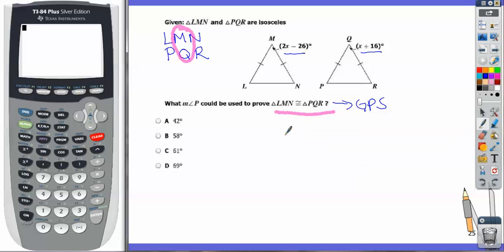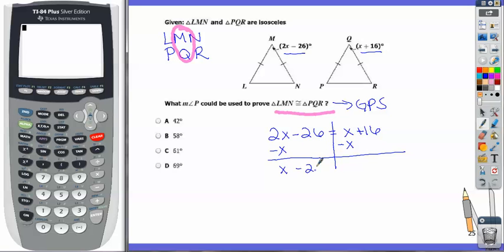So I'm going to set this up and solve the equation. 2x minus 26 equals x plus 16. Now, there's a few ways that I can actually solve this. I can actually do the math, so I'm going to try that real quick. I know how to do it. But I need to get my x's on one side, so I'm going to subtract x. I get x minus 26 equals 16. I add 26 to both sides.